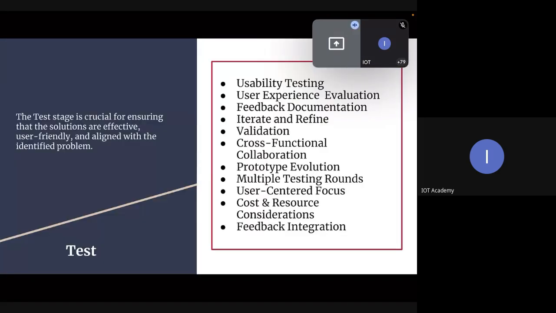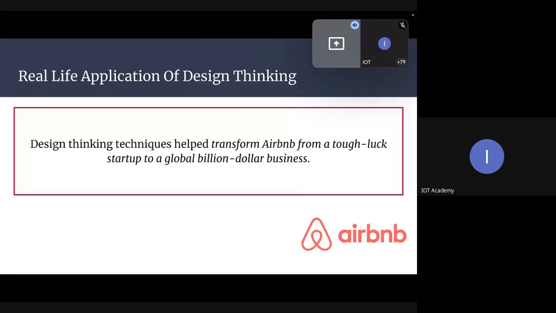Now that the process of design thinking is understood by all, I would like to share with you a real life application of design thinking. Airbnb, most of us have heard about that, right? Design thinking helped transform the Airbnb company from a tough luck startup to a global $1 million business.